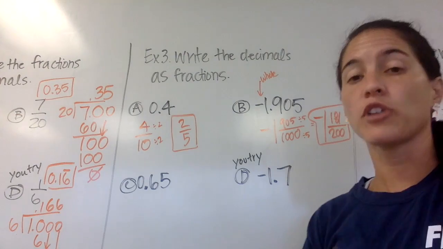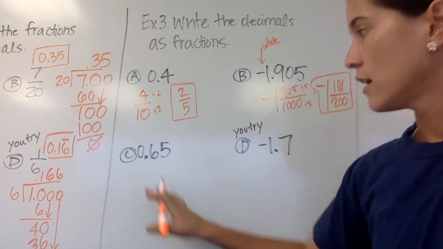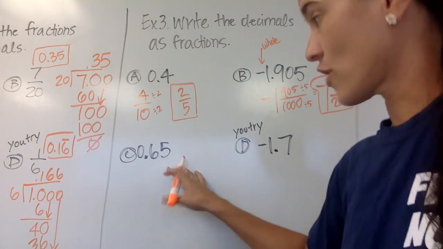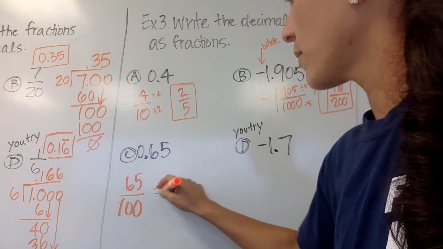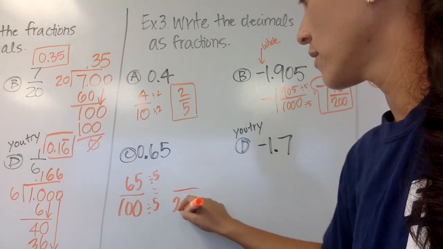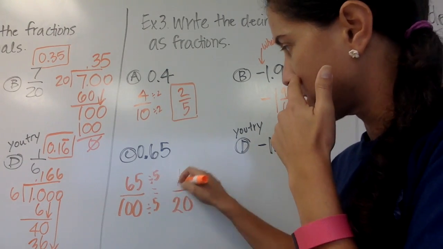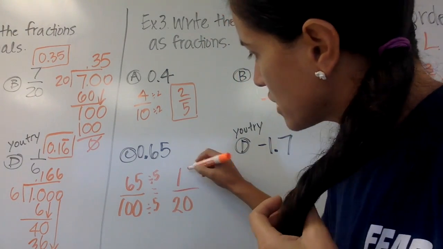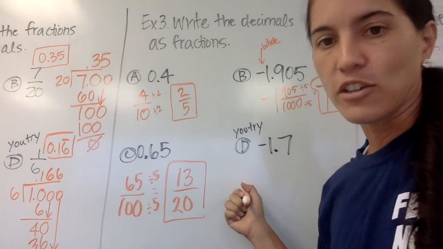All right, so I put it over 1,000 and then I simplified. Letter C, 65 hundredths. So 65 hundredths. And then we can simplify by dividing by 5. And 65 divided by 5, 5 will go into 6 one time, and there's 1 left over, so 15. So 13 over 20.